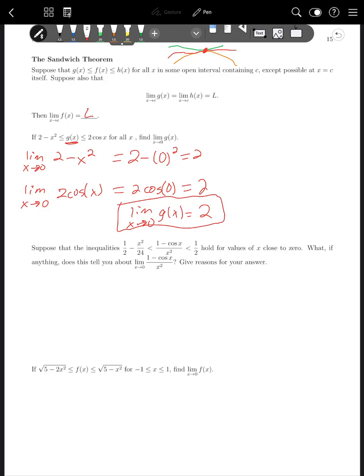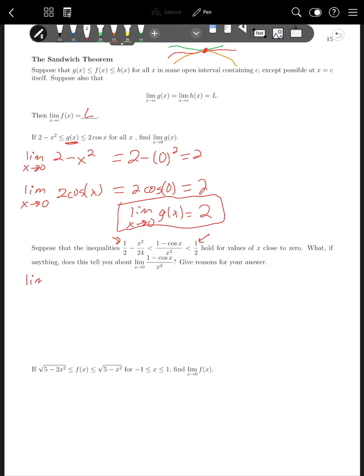Suppose that the inequality 1/2 minus x squared over 24 is less than 1 minus cosine of x over x squared, which is less than 1/2, holds true for all values of x close to 0. What, if anything, does that tell you about the limit as x approaches 0 of 1 minus cosine of x over x squared? Well, what do we know? We know it's always between those. So if the limits of these two functions, this one and this one, are the same at 0, then that is also the limit of the middle one.